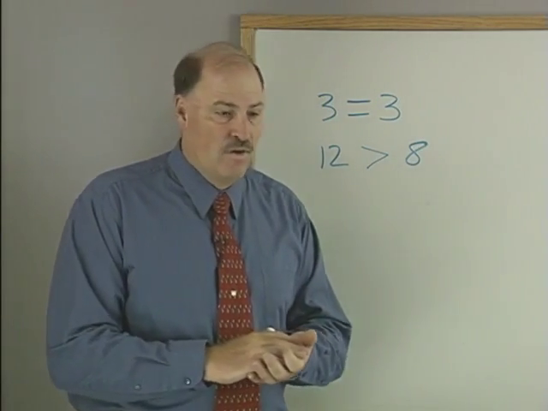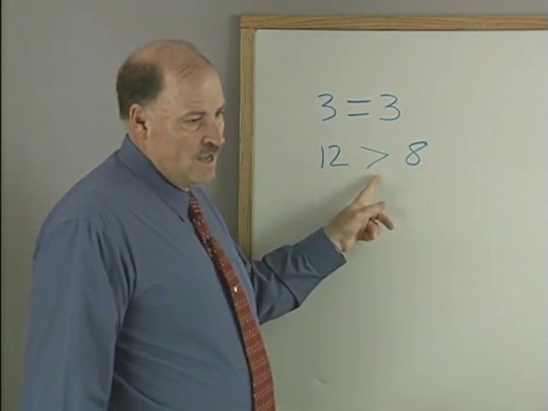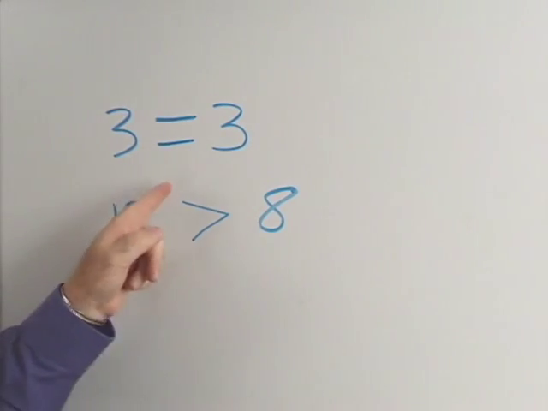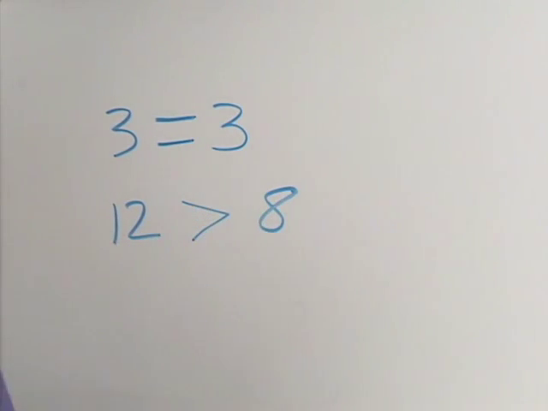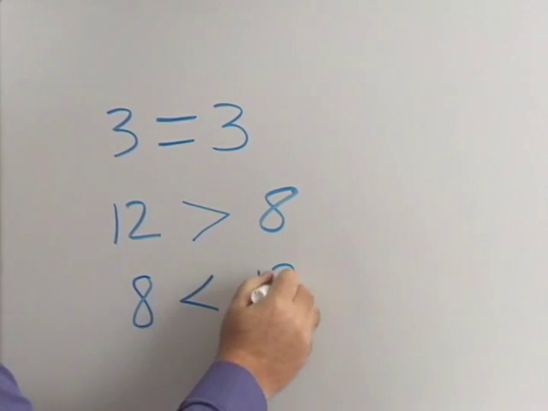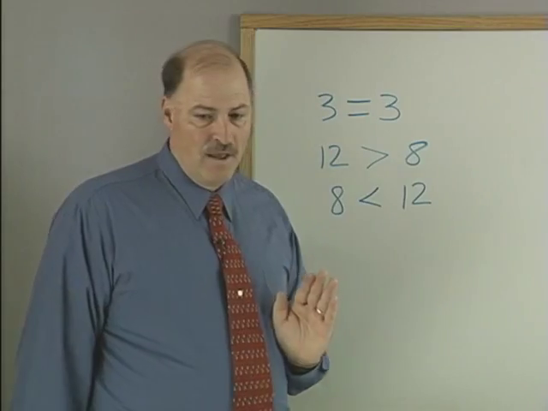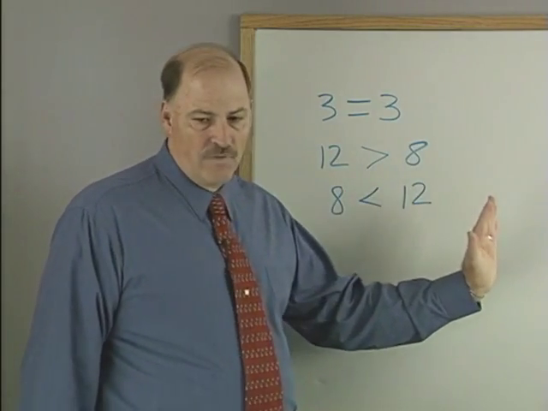Now here's how you say it though. Once you put in the symbol, you read it from left to right, and you say 12 is greater than 8. Now what if you had this? How are you going to read that? You don't want to read 12 is greater than 8, right? Because we have to read from left to right. So what do you say? 8 is smaller than 12. 8 is less than 12, okay? Because you read along from left to right.